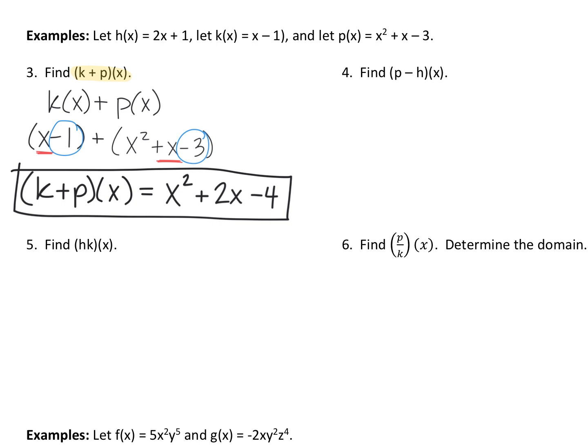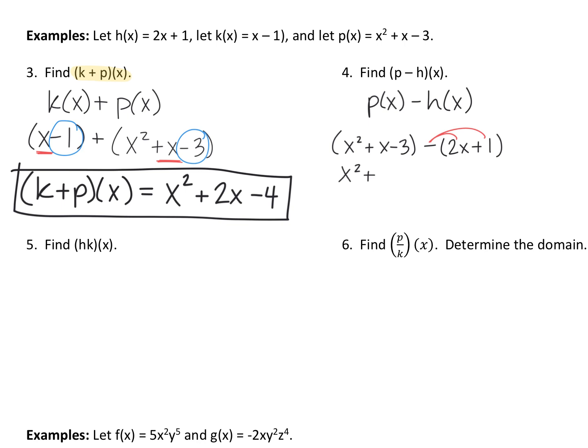Next time we're doing subtraction, p minus h. So make sure you choose the right ones. We're doing p of x minus h of x. It's just a different way to write it. So we're doing, and again, let's use parentheses because subtraction, that's important. X squared plus x minus 3 minus, what is h of x? 2x plus 1. Okay, it's been a minute since we did this. How do you do subtraction like this? What do you do with that minus sign? Distribute your minus sign, please.